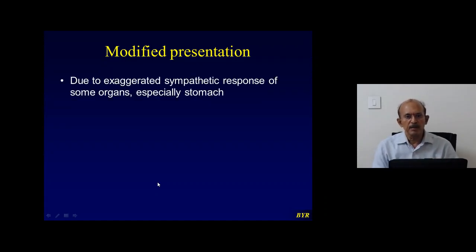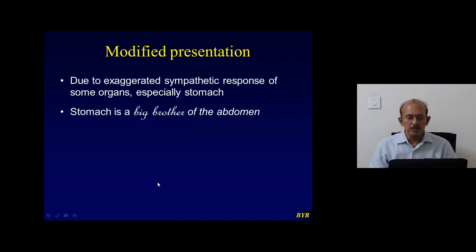Sometimes there may be a modified presentation due to exaggerated sympathetic response of some organs, especially the stomach. The symptoms are modified. Just now I told you, anorexia, nausea, and vomiting are the features of the stomach. Now a patient comes to you, complains of some umbilical discomfort, and he gets nausea, and a few minutes later he gets a bout of vomiting or 2 bouts of vomiting.